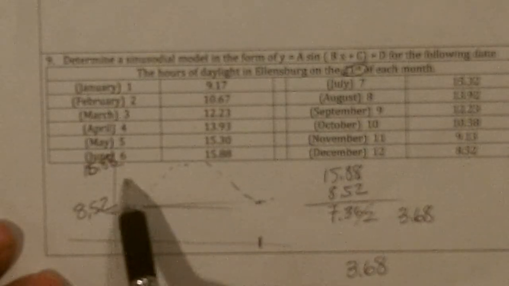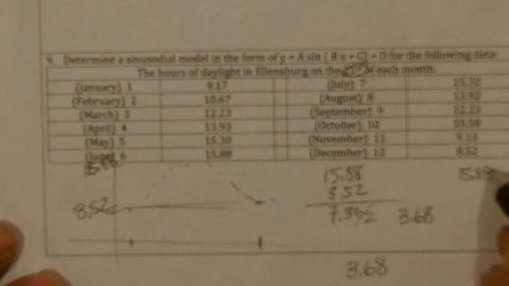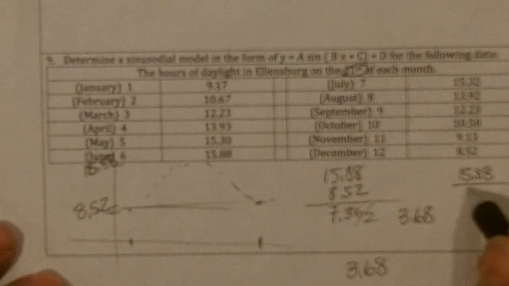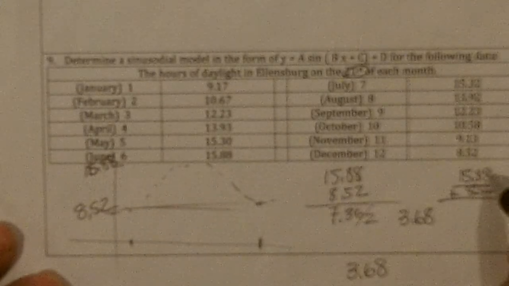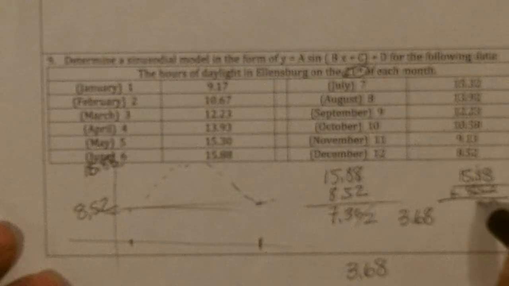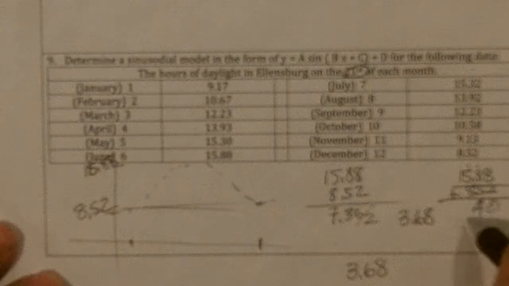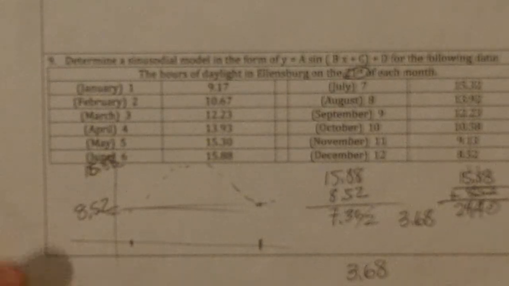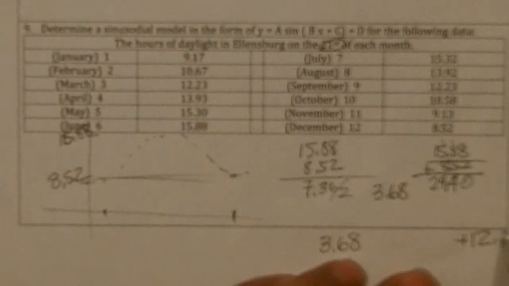The center line is halfway between these numbers, so I should take the 15.88 plus 8.52. So that's 24.4. Divided by 2 is 12.2. So this graph is up 12.2.